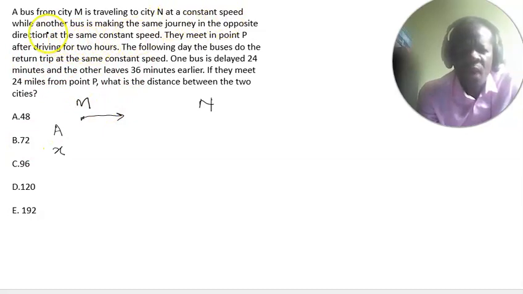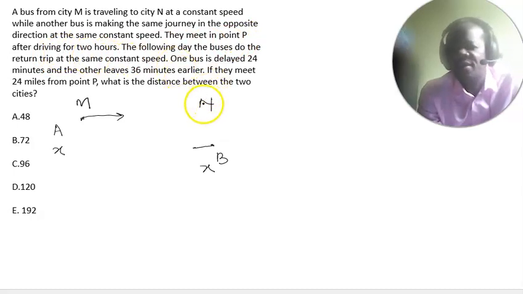While another bus is making the same journey in the opposite direction at the same constant speed. So we have another bus. Let's say this bus is bus B coming from the opposite direction at the same constant speed. They meet in point P after driving for 2 hours.